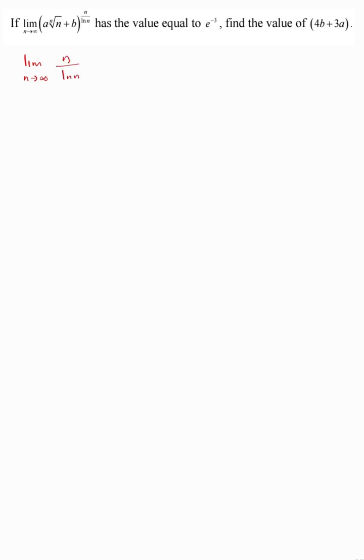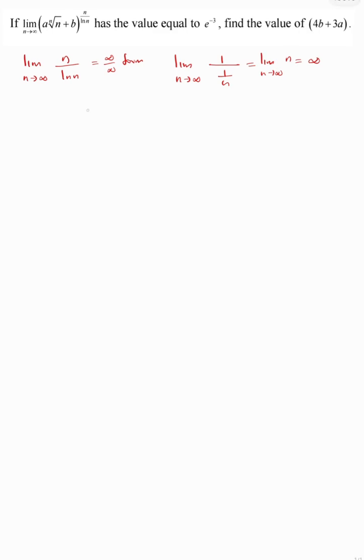Limit n tends to infinity n by ln n. So we will get infinity by log infinity. This is the graph of log x, and it is clear that log infinity will be infinity. So which form is this? Infinity by infinity form. If it is infinity by infinity form, what can I do? I can apply L'Hospital's rule. Differentiating the numerator gives 1, differentiating the denominator gives 1 by n. So this is limit n tends to infinity n, which is infinity.